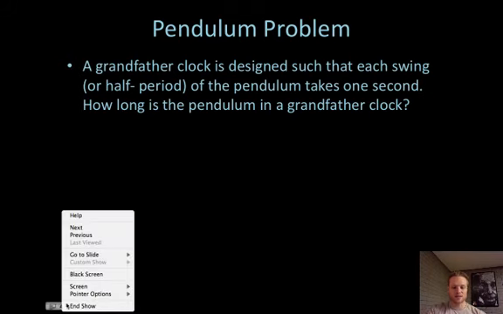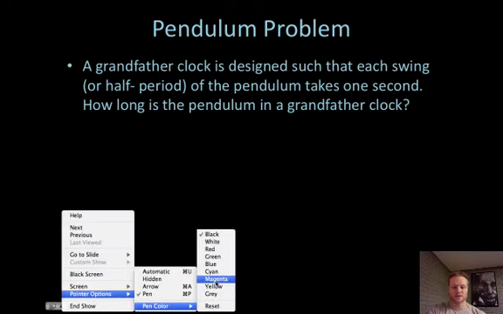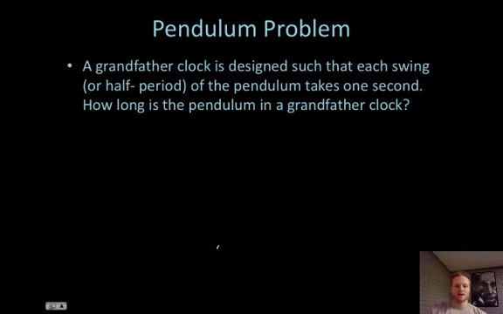Let me get my pen colors here, something different. We'll go with red. A grandfather clock is designed such that each swing, or half period, so just a swing going from either left to right or right to left, of the pendulum takes 1 second. How long is the pendulum in the grandfather clock? How long is the string in the grandfather clock? We have one piece of information for sure. The half period is 1 second. So what's 1 period? 1 period would be 2 seconds.